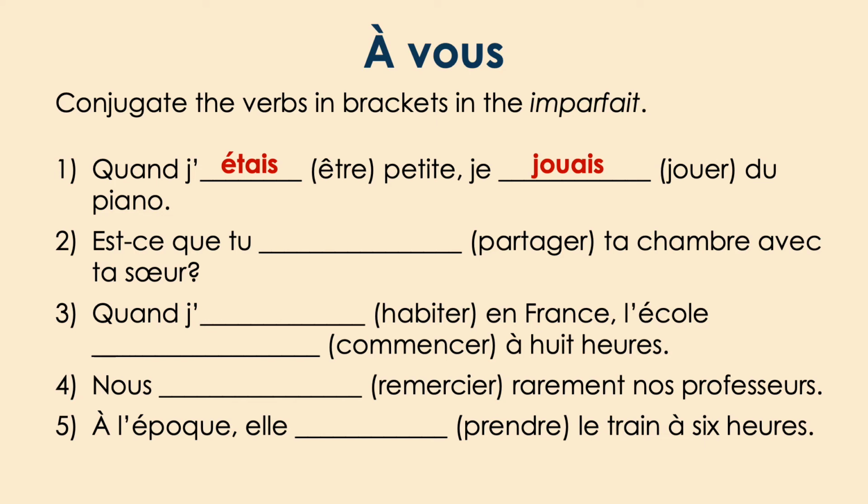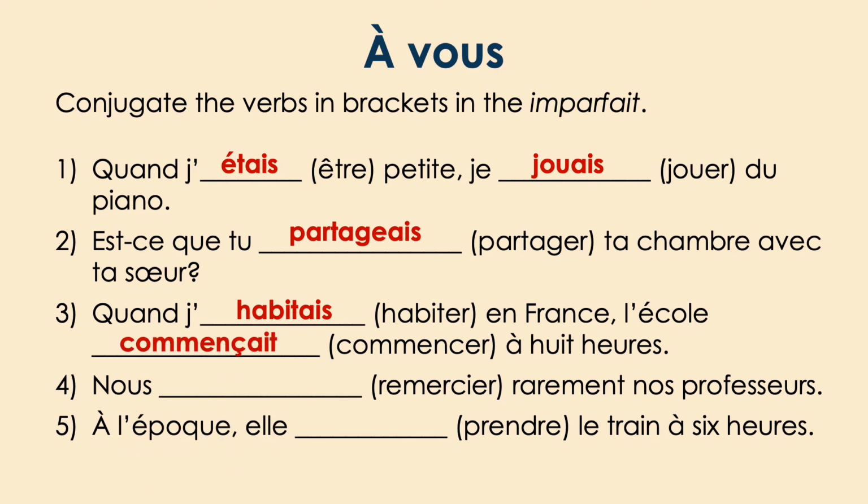2. Est-ce que tu partageais ta chambre avec ta sœur? Did you used to share your bedroom with your sister? So partager is an example of a verb that ends in GER. So we're going to need to insert an extra E after the G in all forms except the nous and vous form.